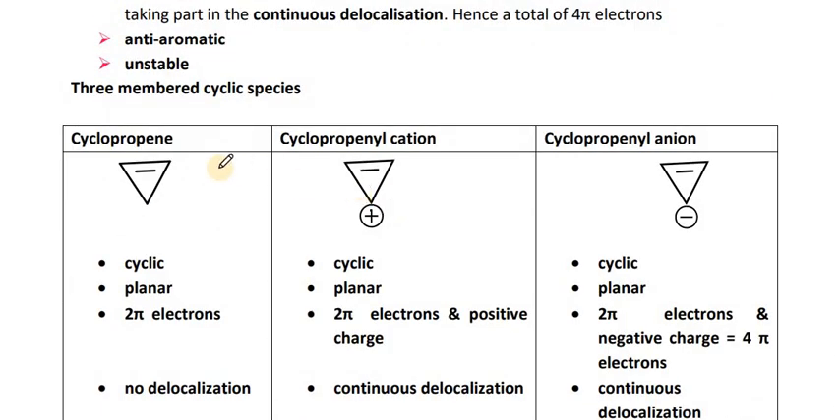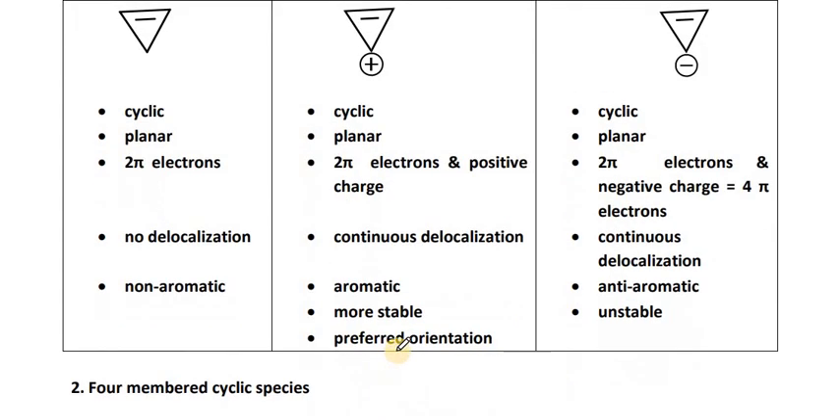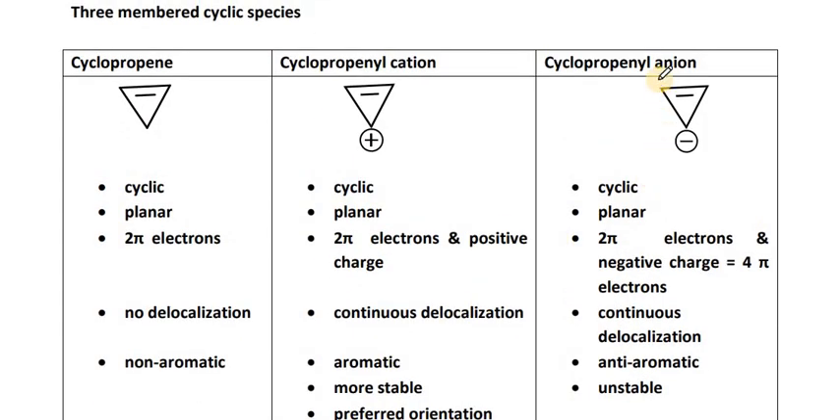So, comparing cyclopropene, cyclopropenyl cation and cyclopropenyl anion, the cyclopropenyl cation is aromatic and more stable and it is the preferred species, whereas the cyclopropenyl anion is anti-aromatic and unstable, and cyclopropene is non-aromatic. All three are cyclic in nature. All three are planar in nature.